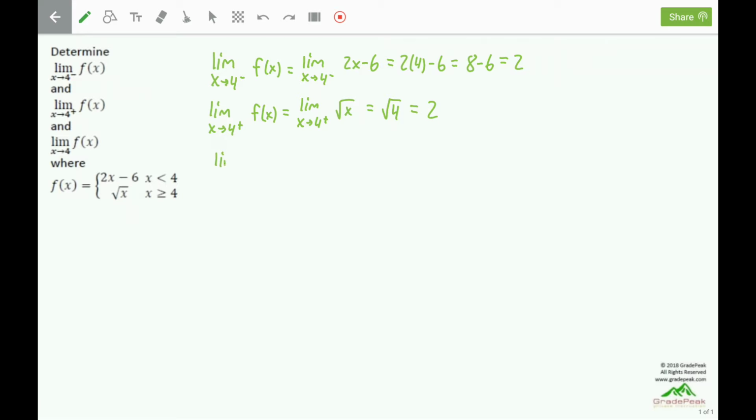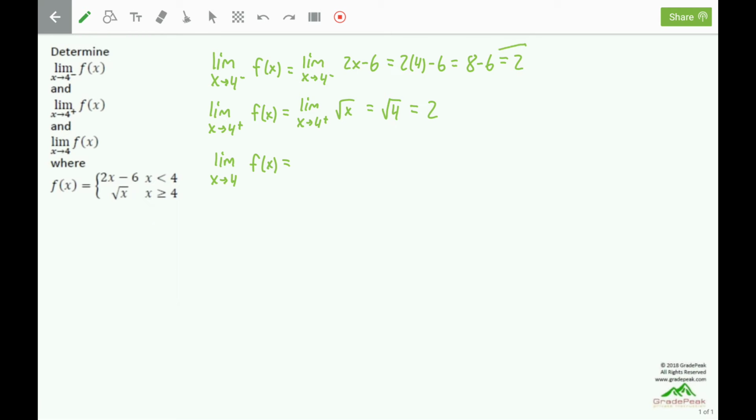Now for the two-sided limit, as x approaches 4, indicated by no superscript, of f of x, since we're coming from both sides of where the split expression function is changing, it's changing at 4, we cannot replace f of x with an expression because it's different on each side. To find the limit from both sides, we have to rely on the results of each one-sided limit.